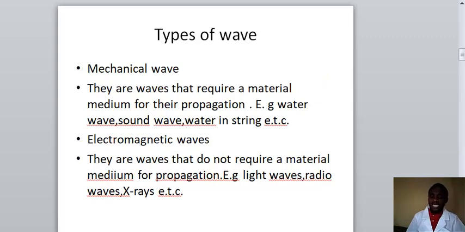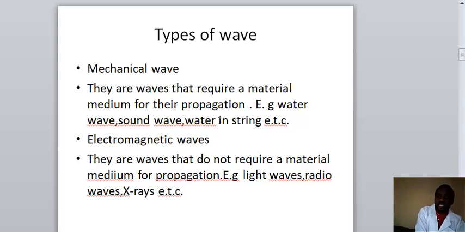First of all, we'll be looking at types of waves. This one is in terms of material medium. First, we have mechanical waves. Mechanical waves are waves that require a material medium for their propagation. Examples are water wave, sound wave, wave in a string, and the rest.